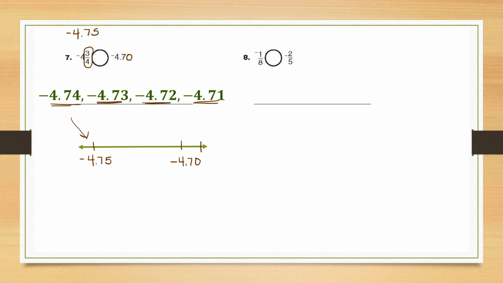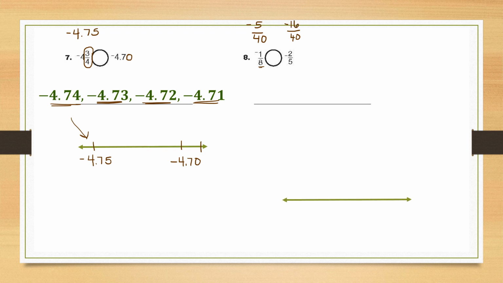Question number 8. Now for this question, I am going to use a fraction just because 8 doesn't really lend itself well to tenths, which then can be converted easily to a decimal. So I'm going to convert these fractions to fractions out of 40. So this would become negative 5/40, and this would become negative 16/40.